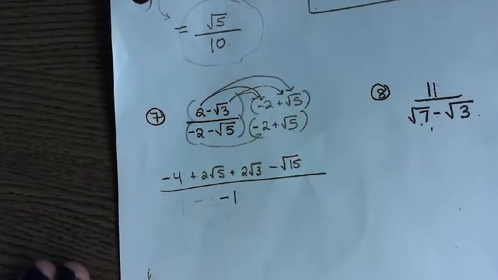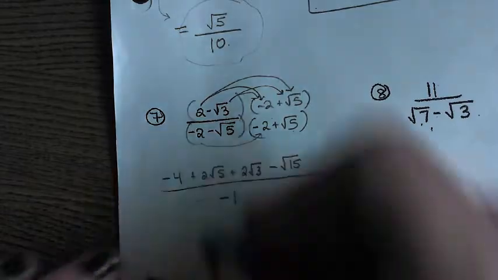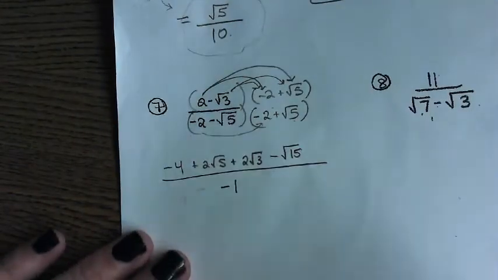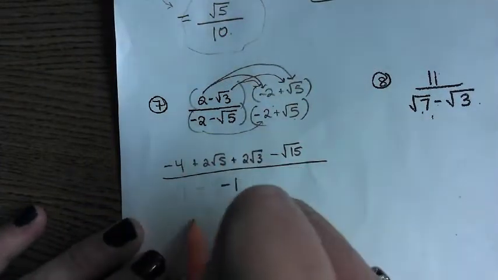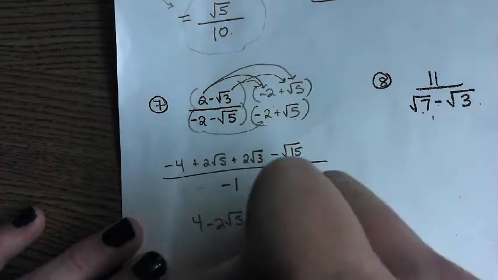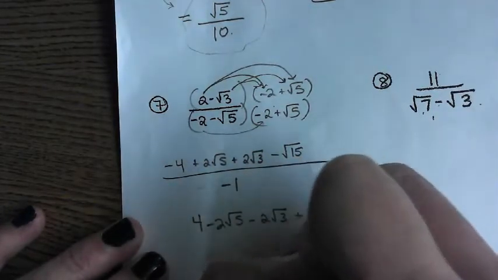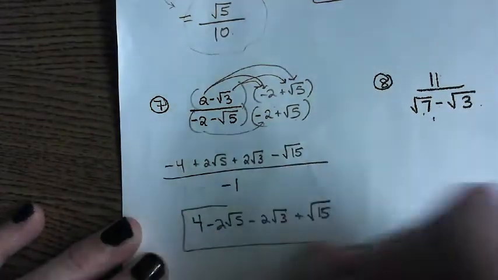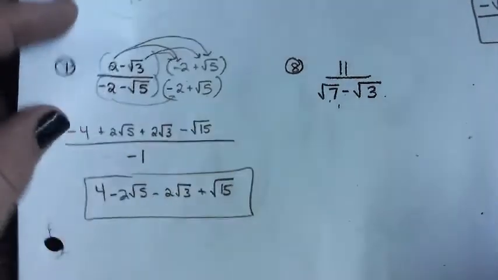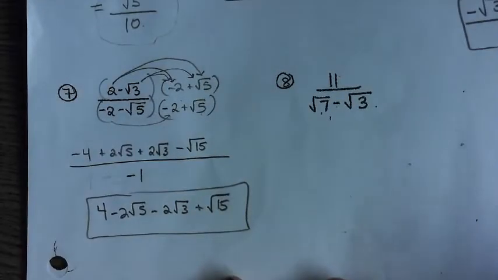Guess what? They'll never leave a fraction over negative 1. They'll just, truthfully, they'll divide every term by the negative 1. So negative 4 divided by negative 1 would be 4. Then it would be minus 2 root 5 and minus 2 root 3 and plus a root 15. Good? Last but not least, what's the conjugate on 8, Lucas K?